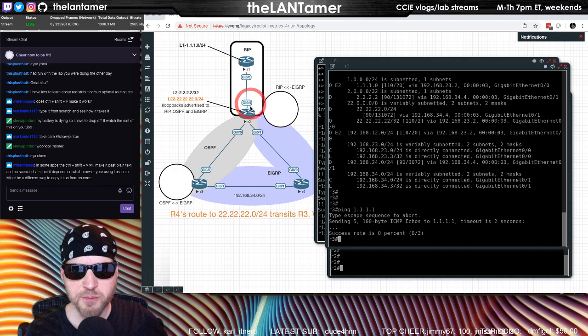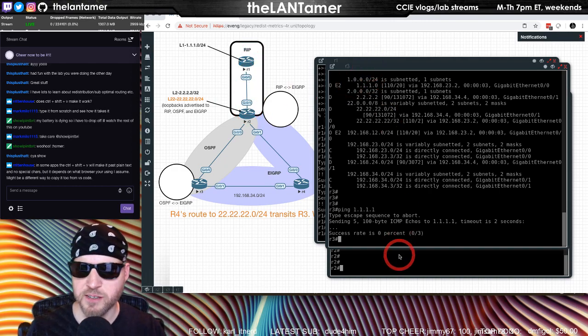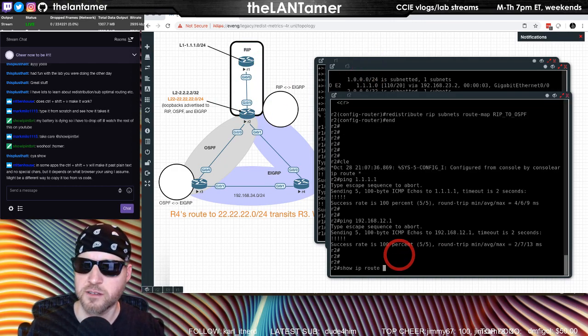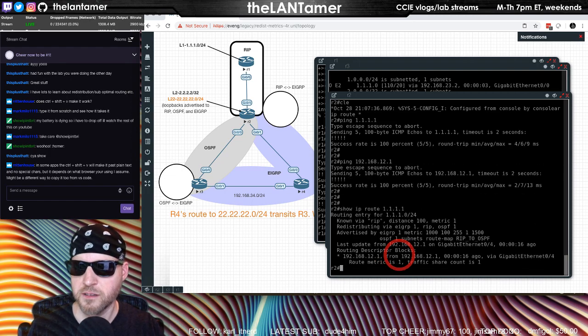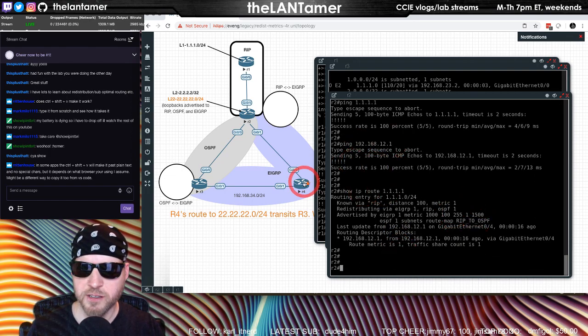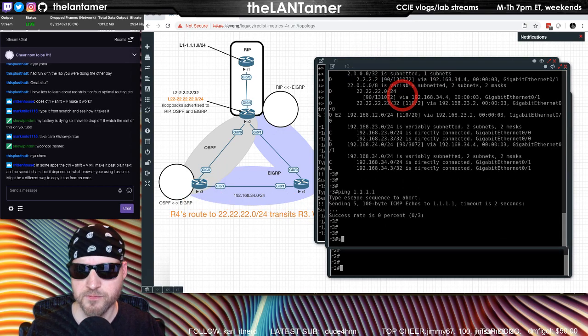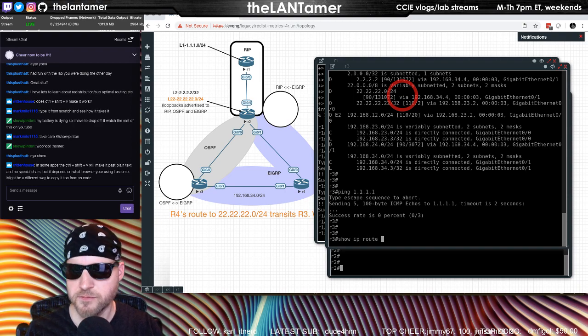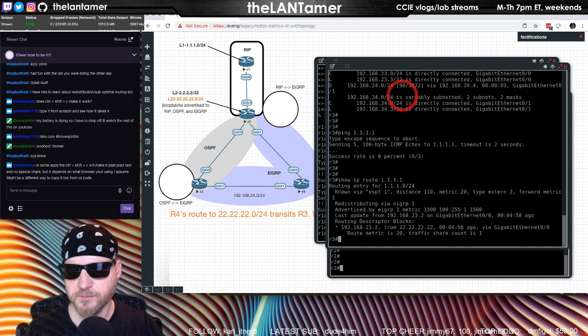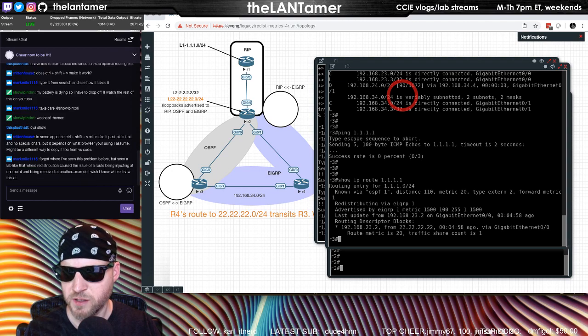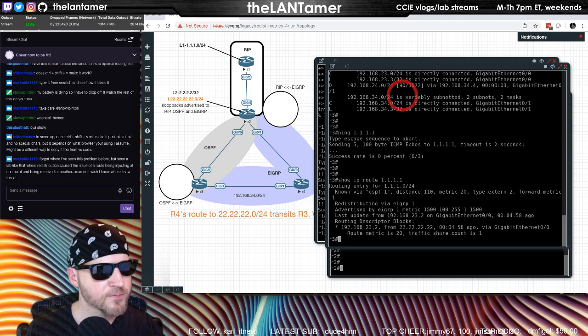This is 100. He should prefer this route. Does router 2 still have it? Distance 100, right? And router 3 knows it via OSPF 1.